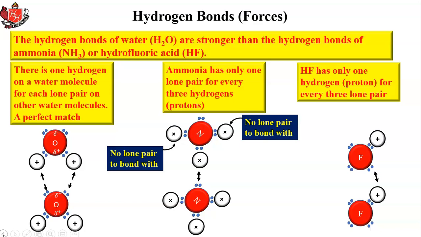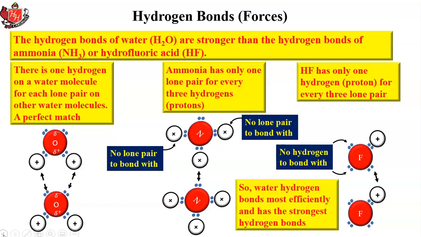So that's why water actually forms stronger hydrogen bonds, because there's a perfect 1-to-1 relationship between protons and lone pairs, whereas that's not true for ammonia, for hydrofluoric acid, or for anything that has a nitrogen or a fluorine as a central atom. And there are no hydrogens for those extra lone pairs. So water hydrogen bonds most effectively and has the strongest hydrogen bonds.